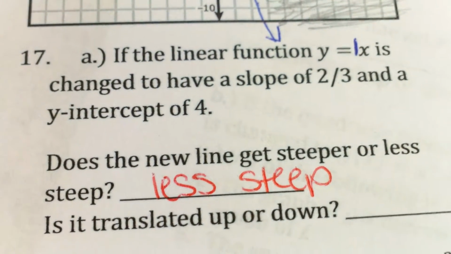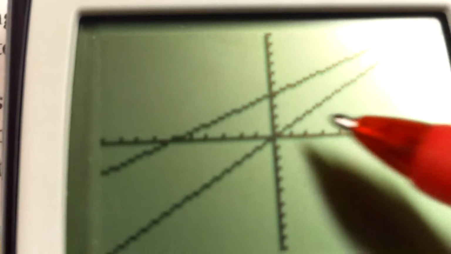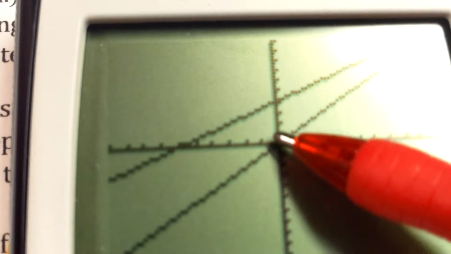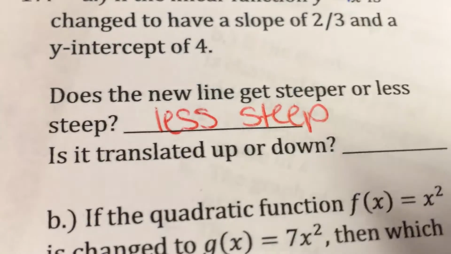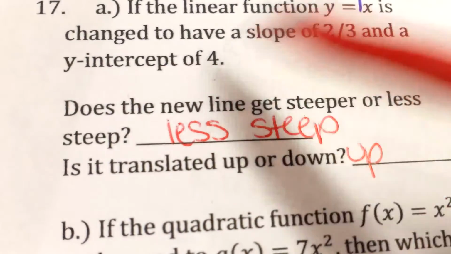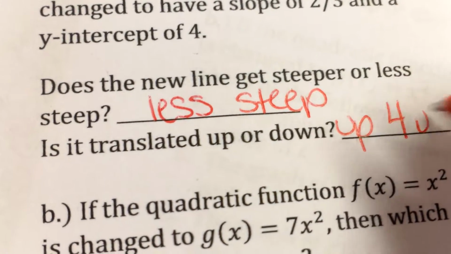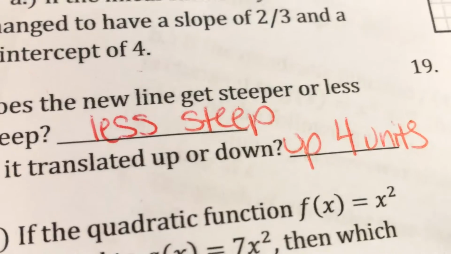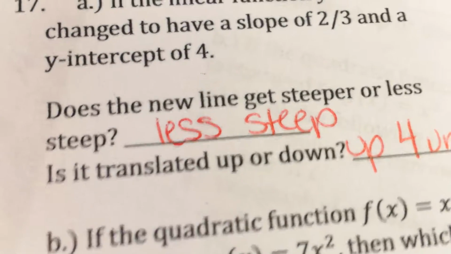Is it translated up or down? Well, this was my original, and it was translated up. Up how many units? Well, the y-intercept changed to 4. So up 4 units. Let's go ahead and do another one.